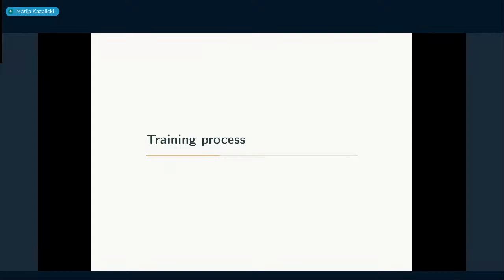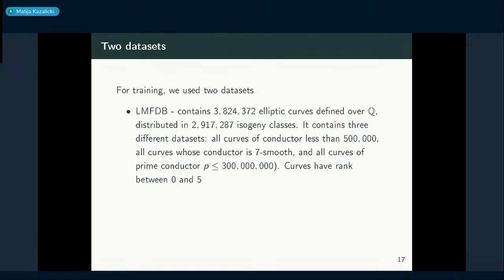Okay, so now let me say something about the training process. We trained our models on two data sets. First was the LMFDB. This is the well-known data set which consists of 2.9 million isogeny classes of elliptic curves. But it's also important to mention that it really contains three different data sets. It contains all curves of conductor less than 500,000, all curves whose conductor is 7-smooth, and all curves of prime conductor less than 300 million. And the curves in this data set have rank between 0 and 5.